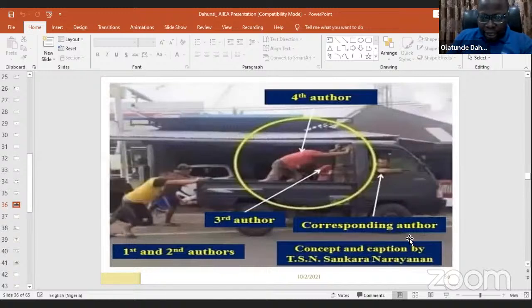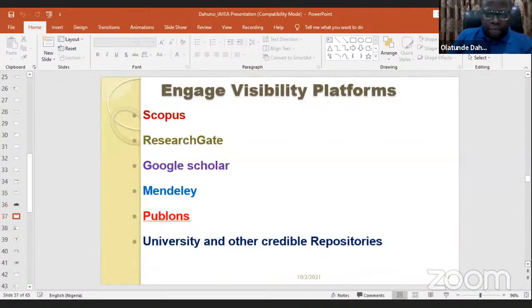Now, the person that is first author here, you can see corresponding author is inside the car. The first and second authors, you can see where they are. They are the ones doing the pushing here. The third author is also pushing, but not as much as the first and second authors. It's on the side, you can see his head here. Now, the fourth author is inside the car. The first, second, and third are also pushing him alongside the car. So he's not doing as much as they are doing. That's why he's fourth author. These are things we must be clear with before we put somebody's name in publications.